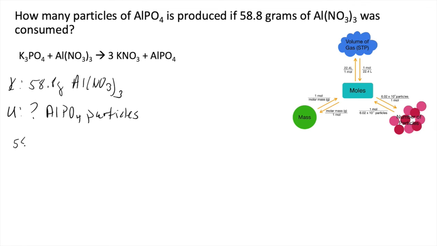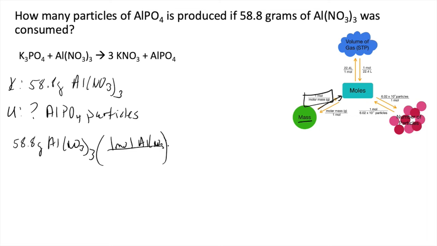Beginning with what is given, 58.8 grams of aluminum nitrate. We are beginning with mass, and anytime we're given anything other than moles, we need to go toward moles. So that will give us this conversion factor to use. We will set this up with moles at the top. 1 mole of aluminum nitrate. And we need to determine the grams of aluminum nitrate in 1 mole. To do that, we will calculate the molar mass using the periodic table.